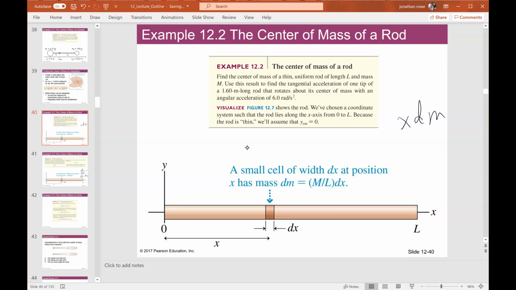Let me erase what I wrote here a little earlier. Find the center of mass of a thin uniform rod of length L and mass m. Use this result to find the tangential acceleration of one tip of a 1.6 meter long rod that rotates about its center of mass with an angular acceleration of 6 radians per second squared. So we're first trying to find the center of mass of a thin uniform rod of length L and mass m.